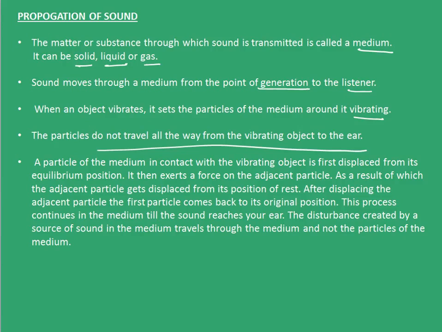The disturbance created by a source of sound in the medium travels through the medium and not the particles of the medium. So what I'm trying to say is, suppose this is the source which is producing the sound, and these are the particles that are present in the medium between the source here and the listener, which is situated here. Now as soon as the source starts vibrating, it sets the particle which is adjacent to it also vibrating. Now due to this vibration, the particle which is next to it also starts vibrating, and this process continues till it reaches the listener.